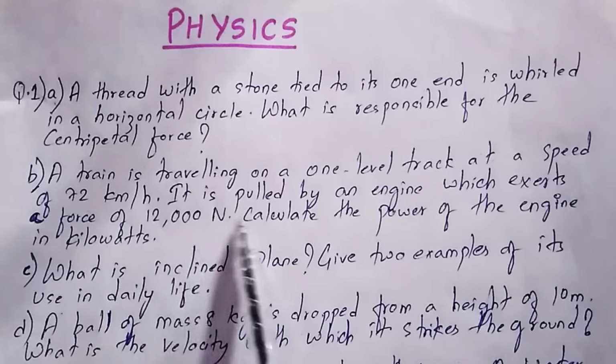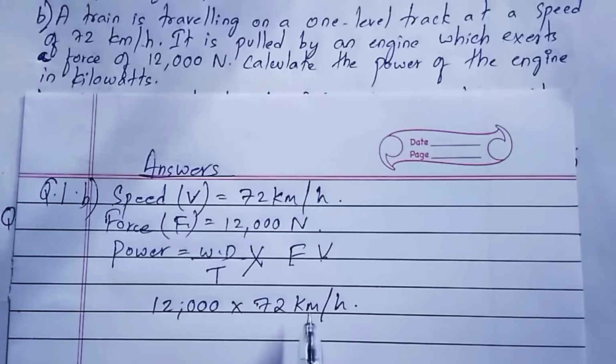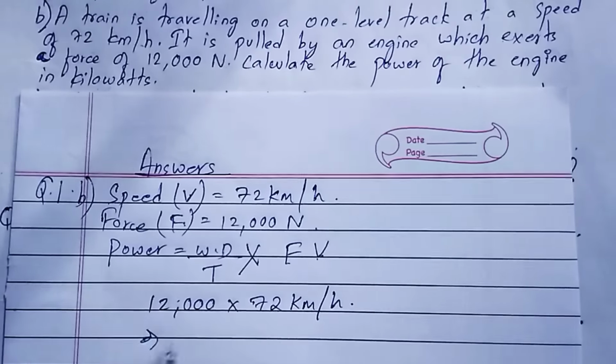But you have neither the work done nor the time. So you cannot use this formula. Instead of this, there is one more formula of power, that is P = FV, force into velocity. Here you have force as well as velocity, but you need to make some changes here. Force is 12,000 into velocity, that is your speed. Speed is 72 km per hour. But here, this kilometer per hour, you need to change into meter per second. So you need to multiply it with 1000 and divide it by 3600. So it will be 12,000 into 72 into 1000 divided by 3600.